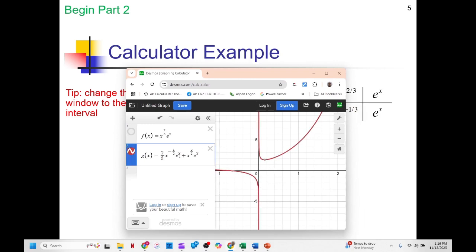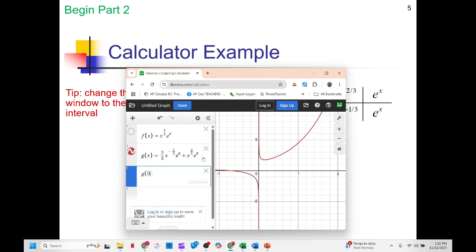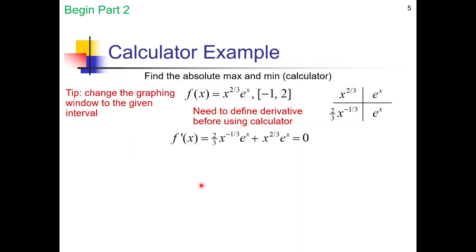Clicking on my function, we see that we have an x-intercept right here at negative 2/3, it looks like. And also we can see that we are undefined at this spot right here. If you're not really sure, you can do g of 0, and yep, that comes out undefined. So here was the graph.